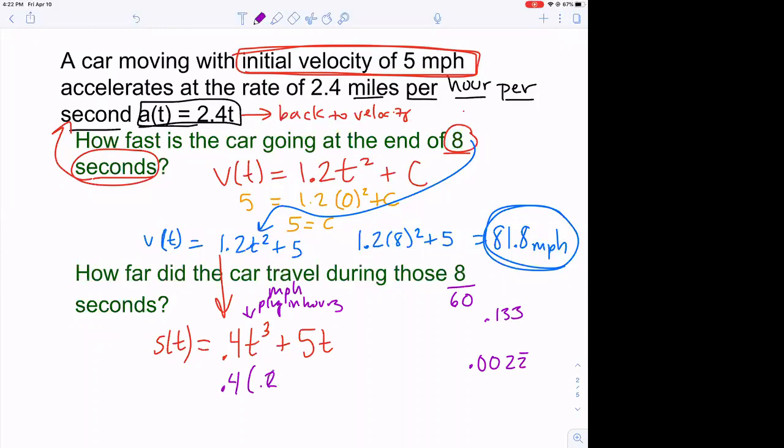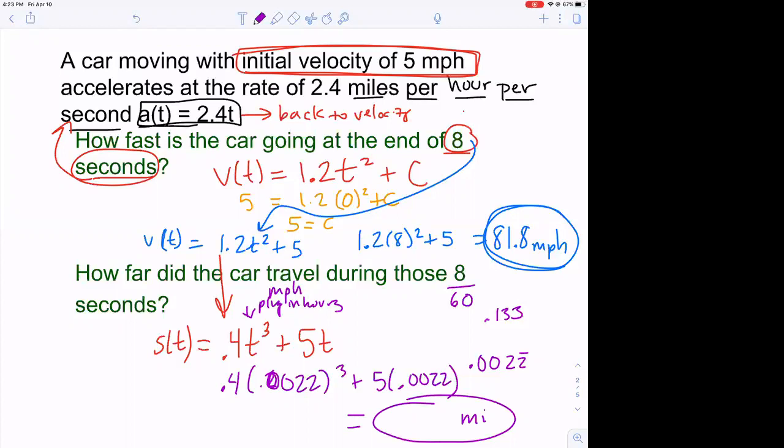So that's what I'm going to plug in. I'll just do 0.4 times 0.0022 cubed plus 5 times 0.0022. So let's see what we get, and that'll be how many miles this thing traveled in 8 seconds. I get 0.011 miles, provided I did that right, which I think I did.